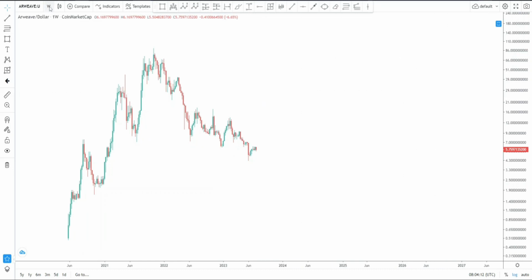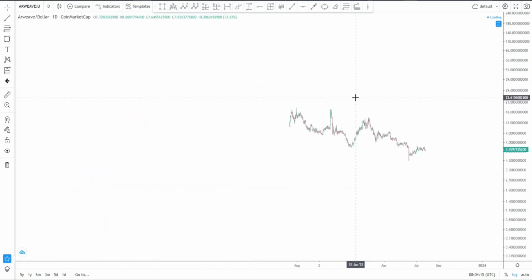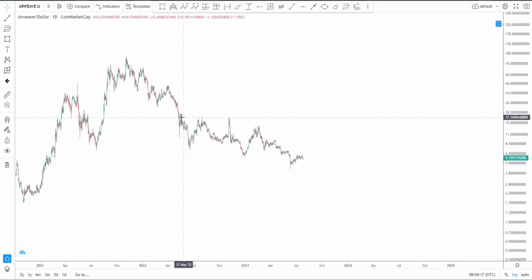Let me quickly take you back to a daily time frame and show you this amazing structure that we have. You can easily see a Wyckoff accumulation pattern, right?